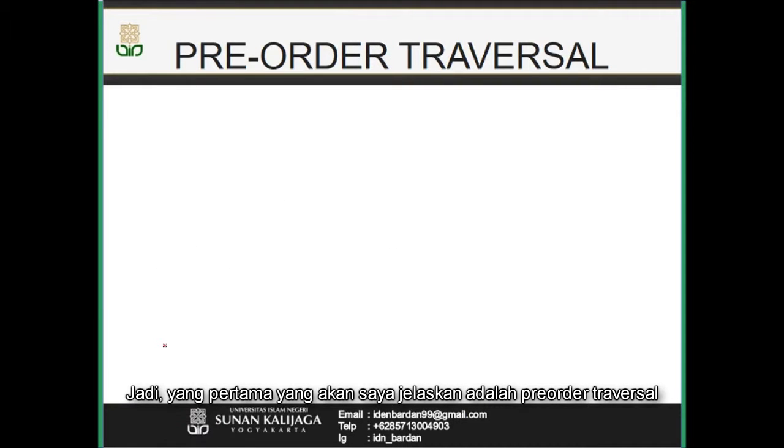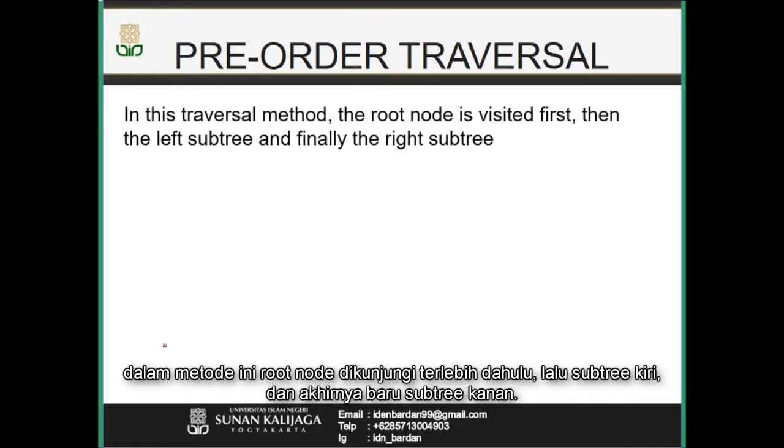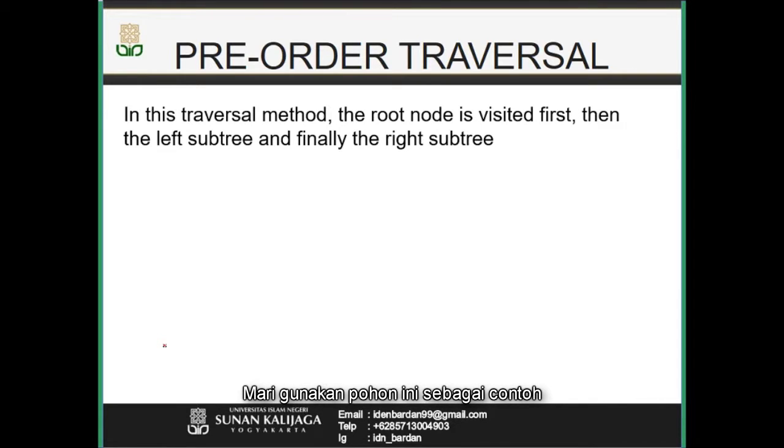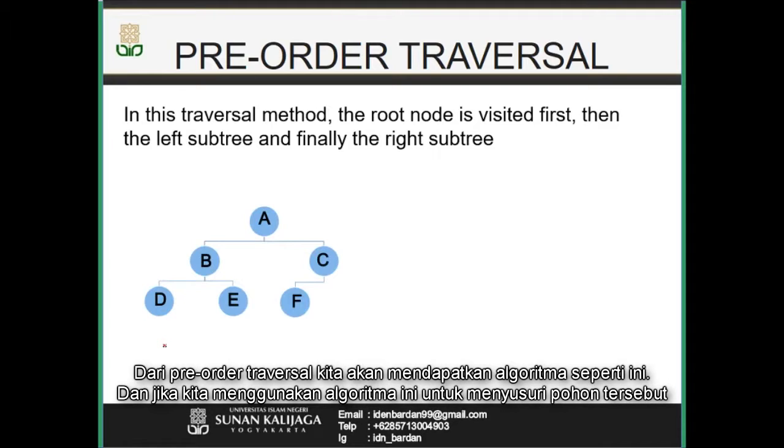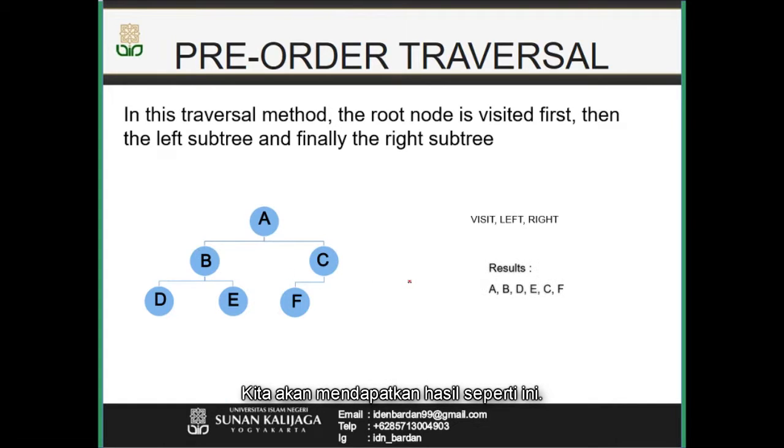So the first thing I want to explain is the pre-order traversal. In this traversal method, the root node is visited first, then the left subtree, and finally the right subtree. Let's use this tree as an example. From the pre-order traversal, we'll get this algorithm, and if we use the algorithm to traverse this tree, we'll get the result like this. But how do we get this? So I'll try to explain that.